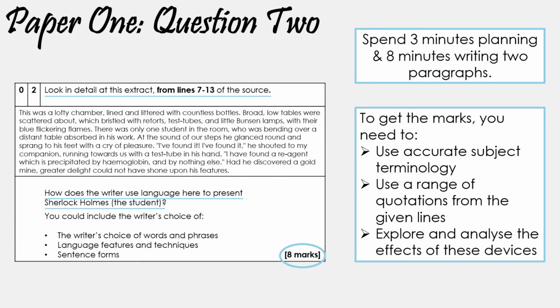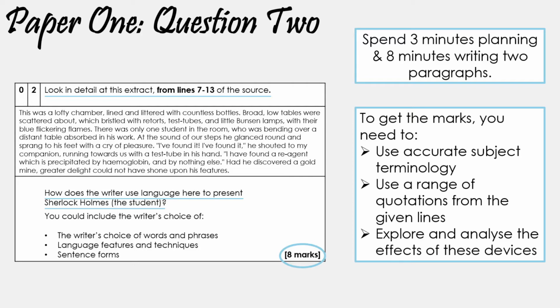So in order to get the marks, you need to use accurate subject terminology. So if it's a noun, say it's a noun. If it's personification, say so in your answer, you get marks for that. Now for higher marks, you need to use what's called sophisticated subject terminology. So as an example, you would say it's an imperative verb rather than just calling it a verb.